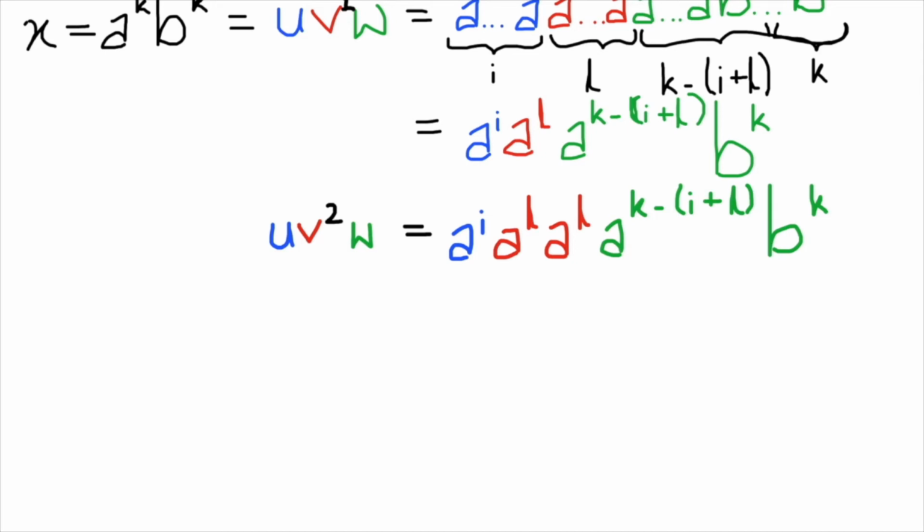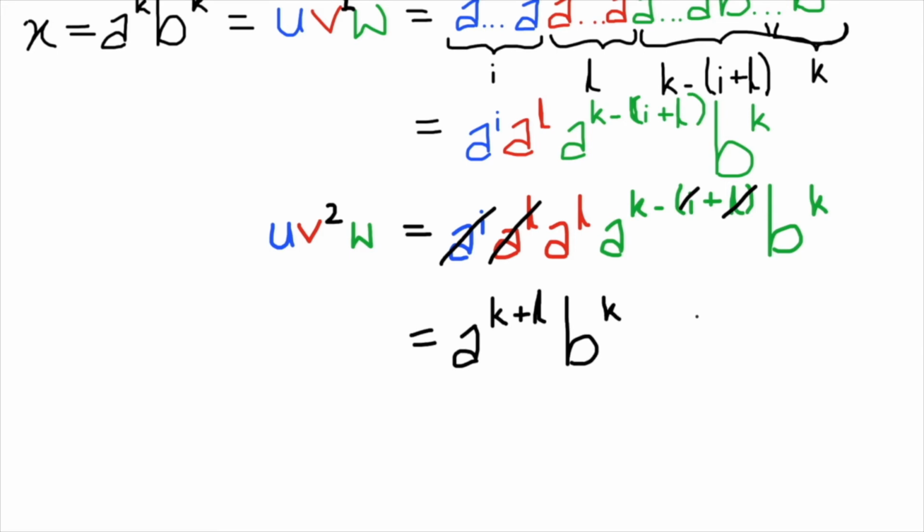When we expand k minus i plus l, we get k minus i and minus l. Negative indices mean that we can divide the A's by a to the l and a to the i. Simply put, we can cross off a to the i, a to the l with the i plus l in the brackets. After simplification, this leaves us with the new pumped up word u v squared w to be a to the k plus l, b to the k.